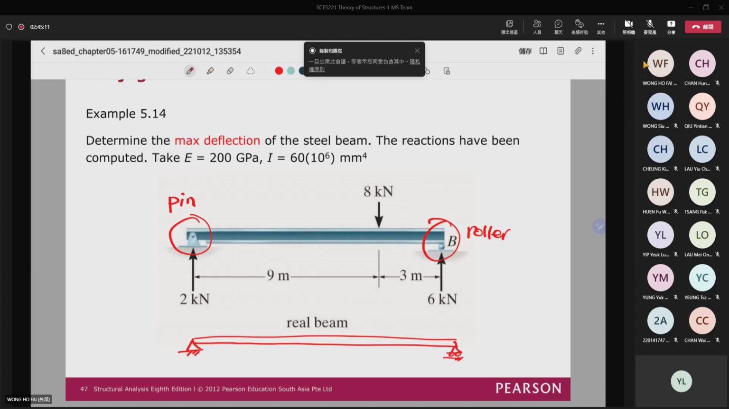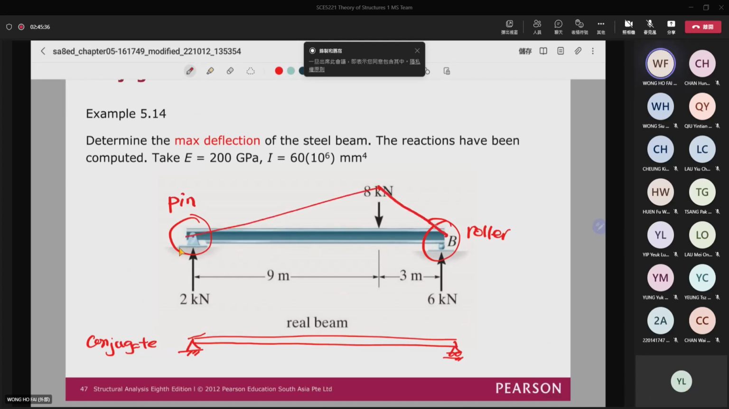Then for the conjugate beam, it will be the same here. You have a pin on the left-hand side, and then you have a roller on the right-hand side, because pin will go to pin, and then roller will go to roller. And then if you have 8 kN here, then your bending moment diagram will be something like that.